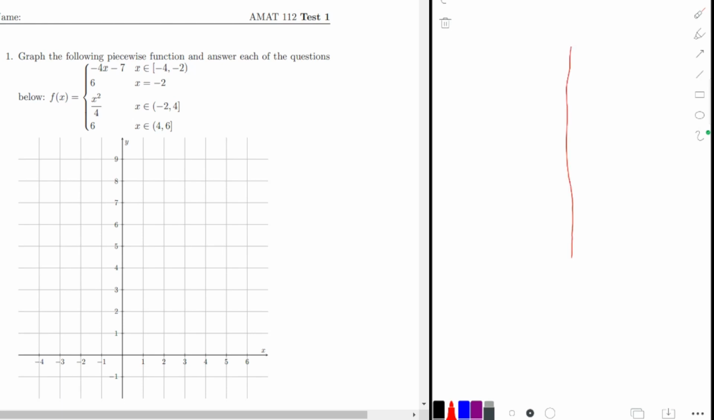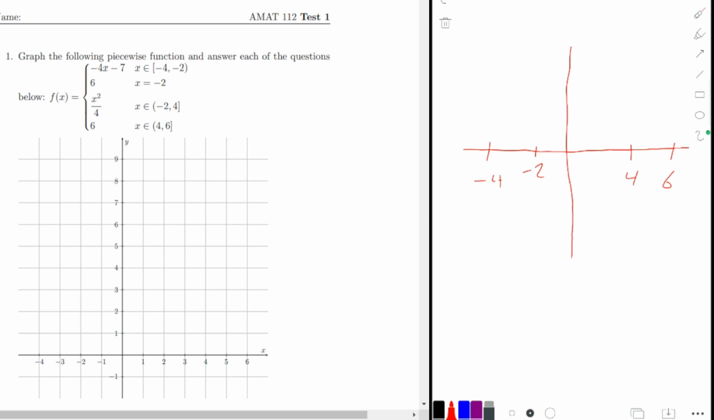Roughly speaking, what would this curve look like? This is going to be a real rough sketch. From -4 to -2, and then at -2 it does something weird, and then up to 4, and then from 4 to 6.